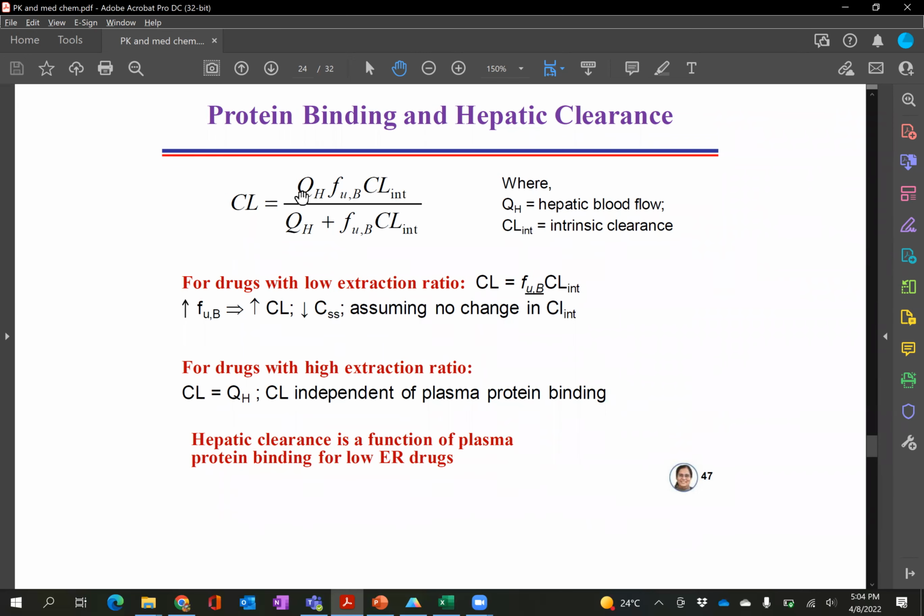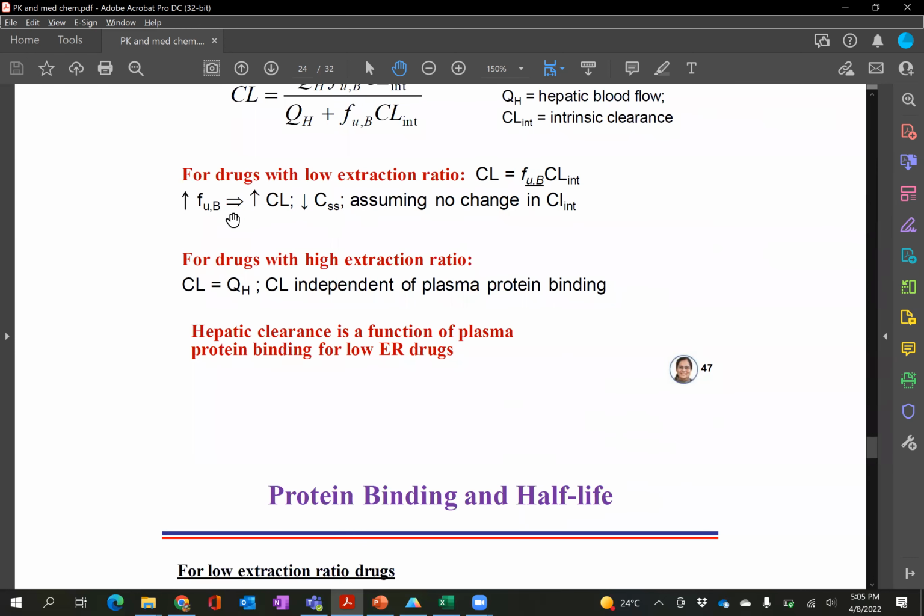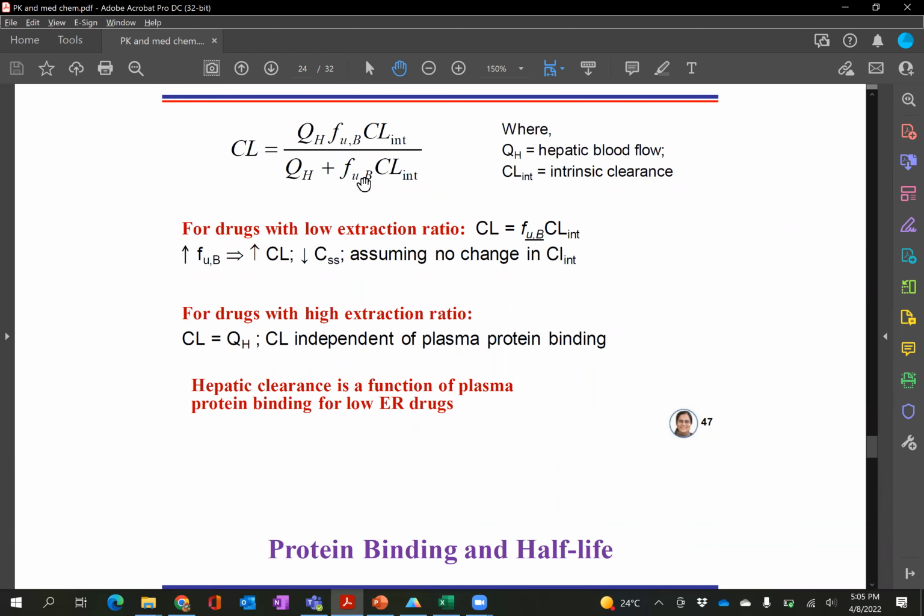Well, if you know the clearance, you know all these numbers, you can calculate the intrinsic clearance. So for a drug with low extraction ratio, the clearance equals FUB times intrinsic clearance. Low extraction ratio means you have a stable compound, right? But for drugs with high extraction ratio, the clearance equals the blood flow, essentially, independent of plasma protein binding now.